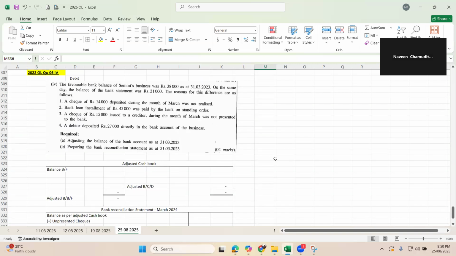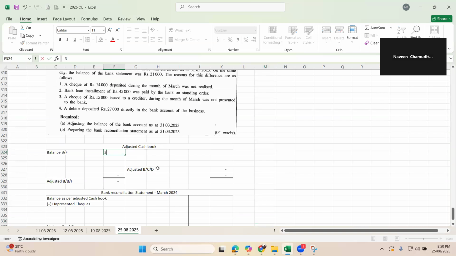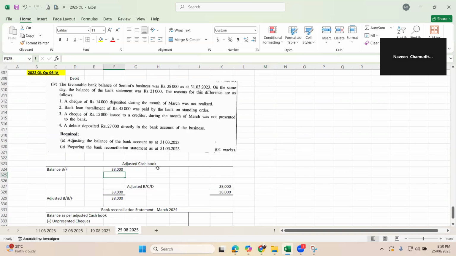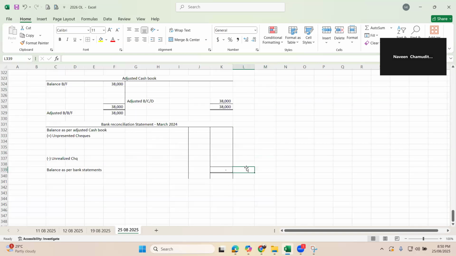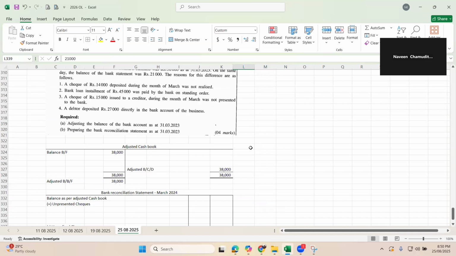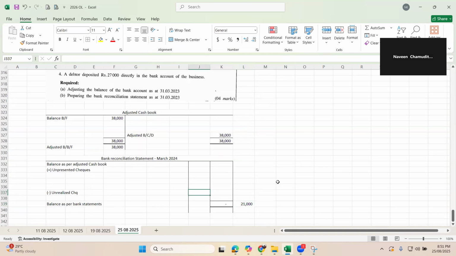Right, we'll see. Opening balance is a favorable balance of 38,000. They say the favorable balance of the Semini business was 38,000, 31st March 2023. On the same day, the balance of the bank statement is 21,000. Your correct answer should arrive at 21,000 if you do it properly. We'll see whether the answer comes. The reasons for the difference are as follows. A check of 14,000 deposited during the month of March was not realized.